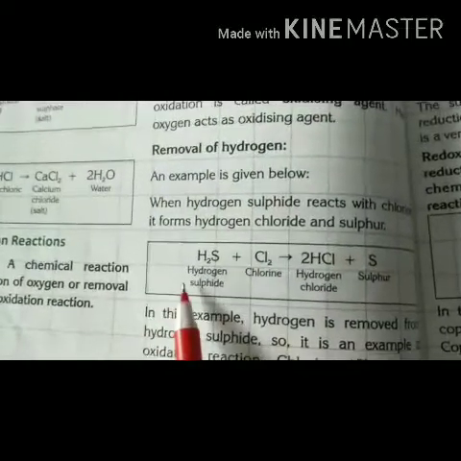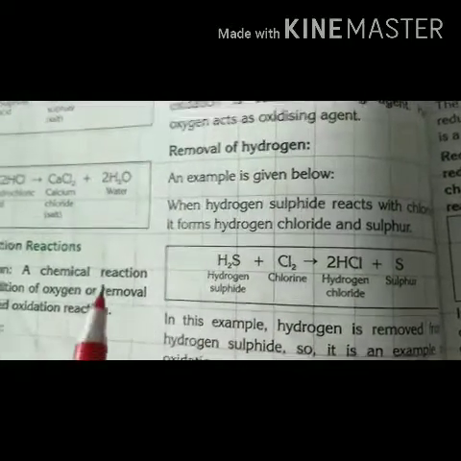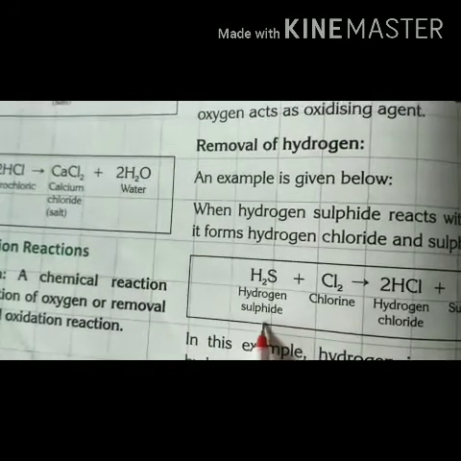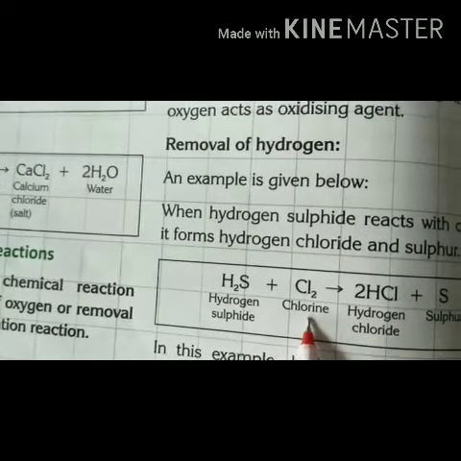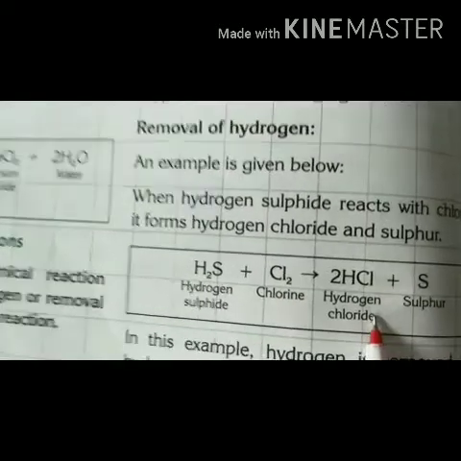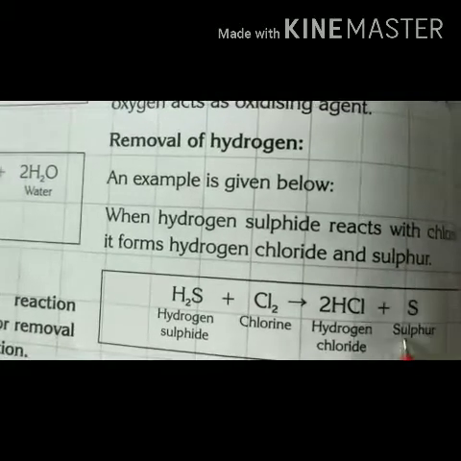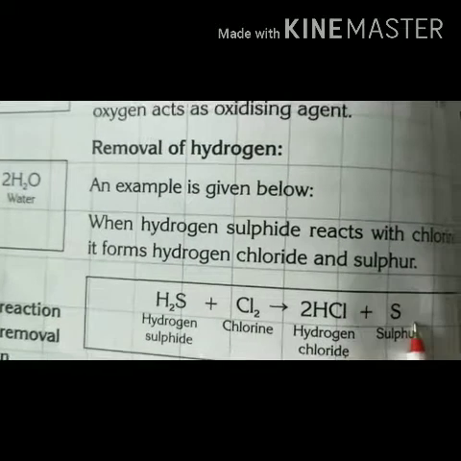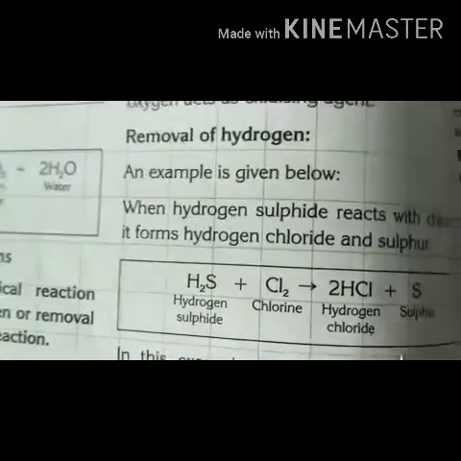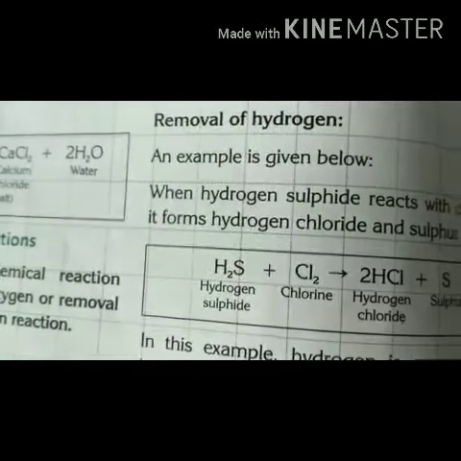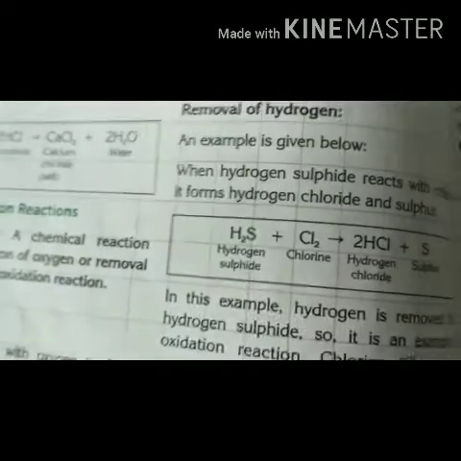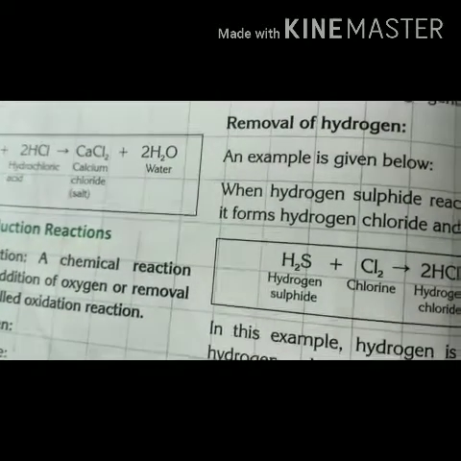Okay, now here you can see the oxidation reaction with the releasing of hydrogen. Here hydrogen sulfide, H2S, reacts with chlorine and forms HCl. And the sulfur is found alone, means the sulfur is getting oxidized. I had told you all that if hydrogen is releasing from any compound, that means oxidation is taking place. If oxygen is adding to any compound, that means oxidation is taking place.